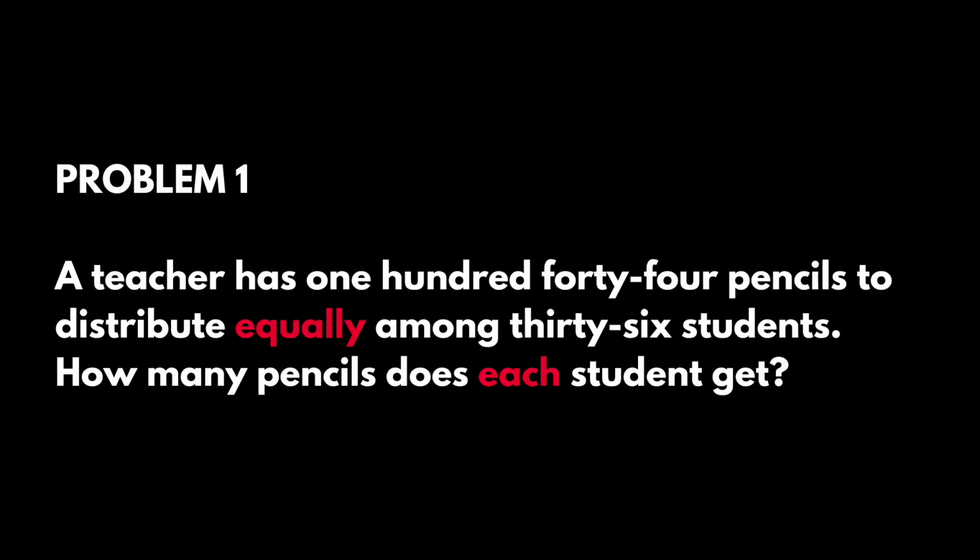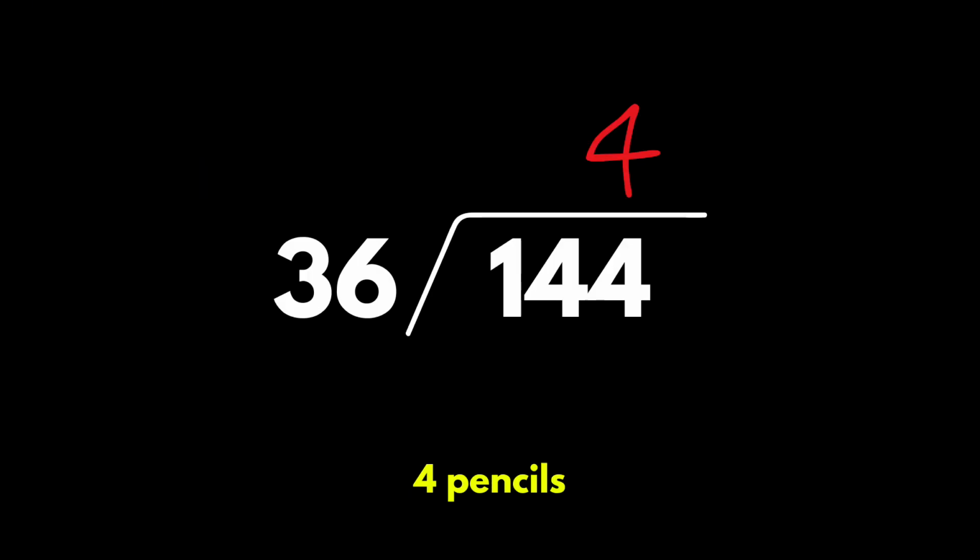Problem 1. A teacher has 144 pencils to distribute equally among 36 students. How many pencils does each student get? Equally in each. That's division. 144 divided by 36 equals 4. Each student gets 4 pencils.